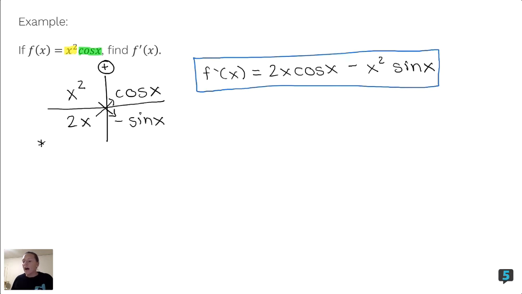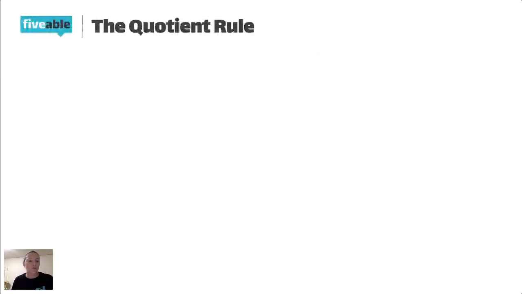No? Okay. Let's talk about the quotient rule. We're going to have a ton of mixed practice after this, so I'm going to tell you the product rule, give us an example, quotient rule, give us an example, and then we're going to work through a bunch together. All right, so let's check out the quotient rule.